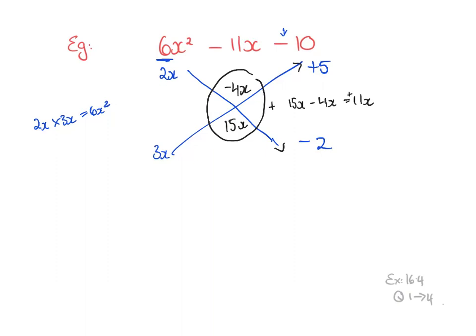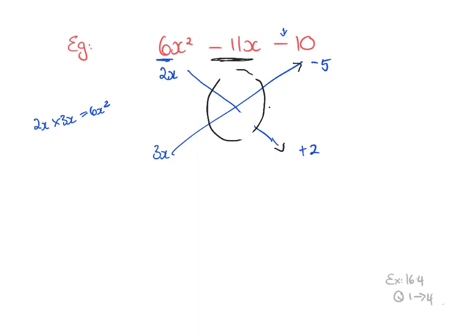That's positive. It needs to be negative. So what can we do? Okay, so let's change. Someone's saying change this to negative 5 and positive 2. That will still give negative 10, won't it?